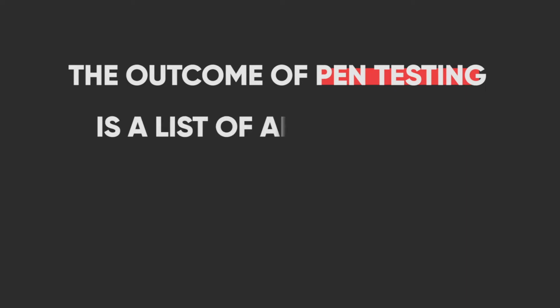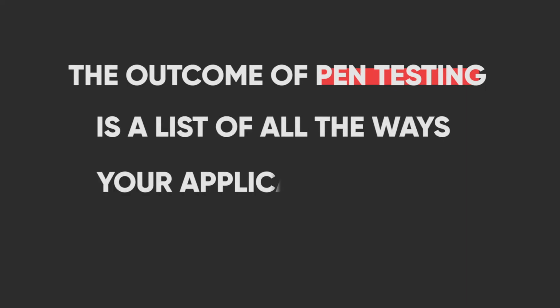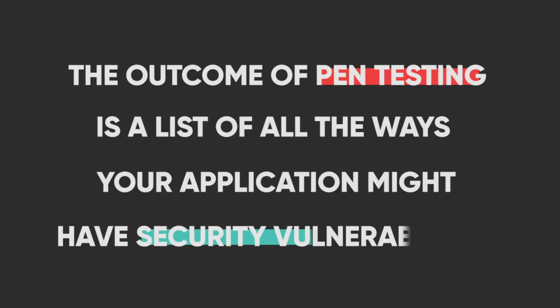The outcome of pen testing is going to be a list of all the ways that your application might have security vulnerabilities. When we talk about vulnerabilities, there are all sorts of different levels of vulnerability depending on what matters to your application. So ideally, the pen test would be tailored to the type of application that you have and the risk exposure level that you can tolerate.